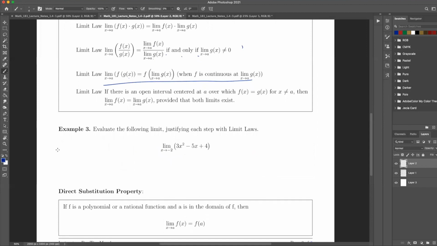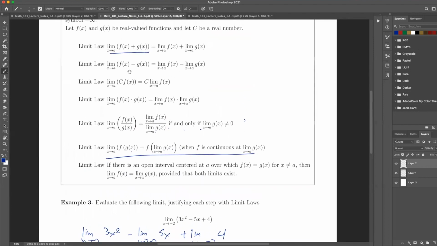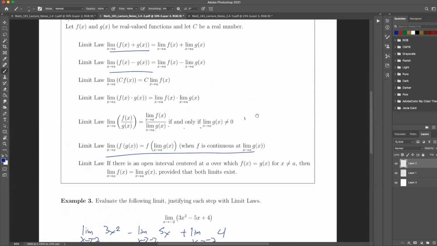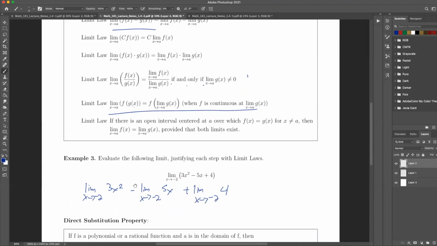So here, according to my limit laws, you're going to have to write down each step. Here I have the limit as x approaches -2 of 3x squared, minus the limit as x approaches -2 of 5x, plus the limit as x approaches -2 of 4. So here we're just using the first two laws. I can add and subtract limits, and so I can do this.